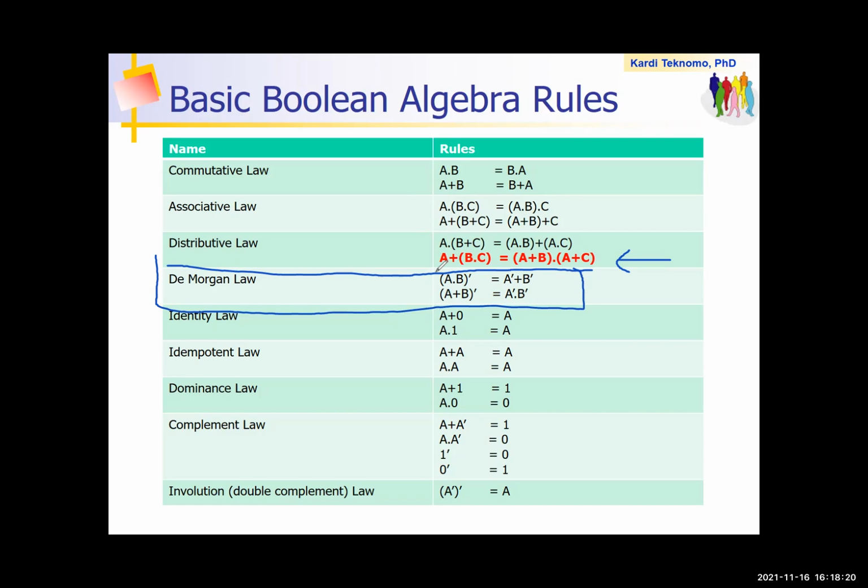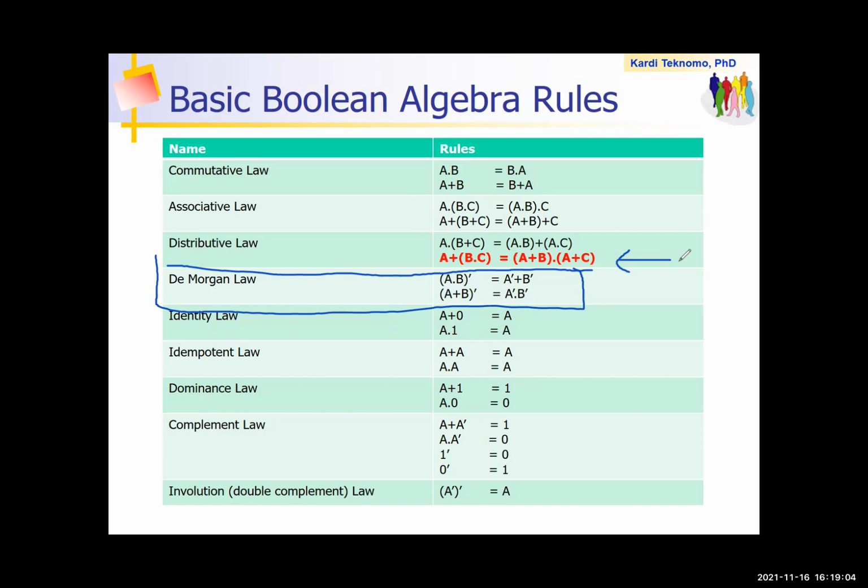Idempotent: A plus A, back to A; A times A, again back to A. Dominance law: A plus 1 equals 1, A times 0 equals 0. Complement law, what? If you have A plus A accent, that equals 1. If you multiply, that equals 0. Of course, 1 accent is 0, 0 accent is 1, right? So if you have double accent, A accent accent, that equals back to A. So double complement comes back to A.